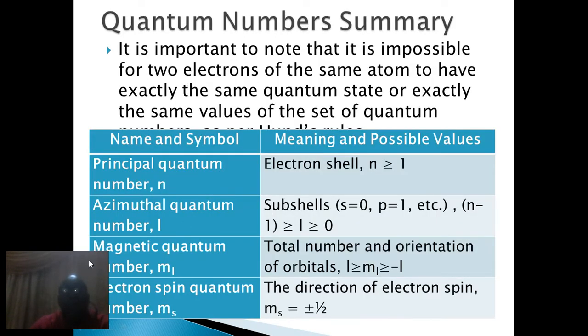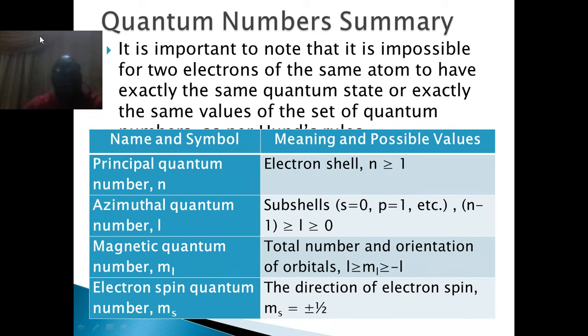Now, this table also summarizes the quantum numbers of an electron. But it is important to note that it is impossible for two electrons of the same atom to have exactly the same quantum states, or exactly the same values for the set of quantum numbers. It's not possible. No two electrons in an atom can have the same set of quantum numbers. And here you have the table.